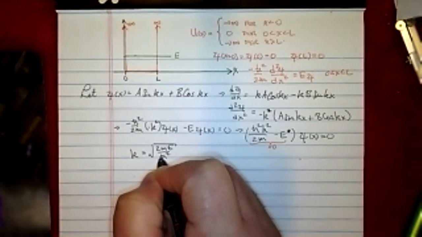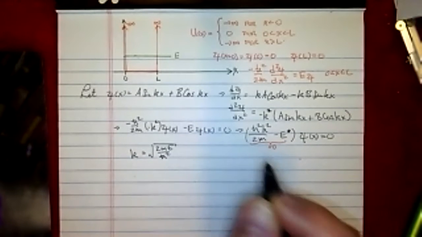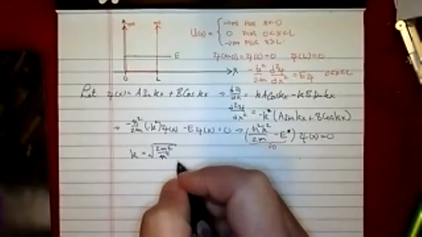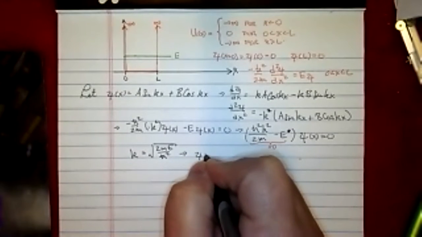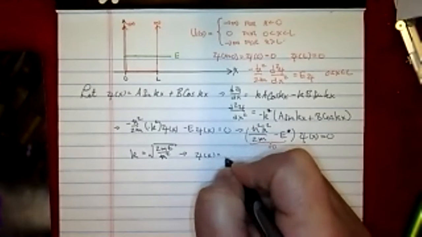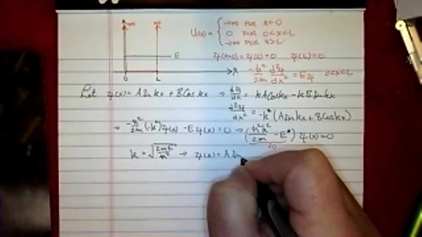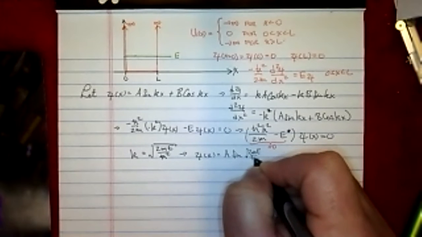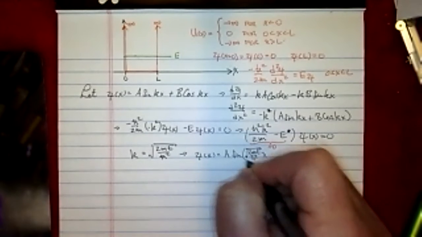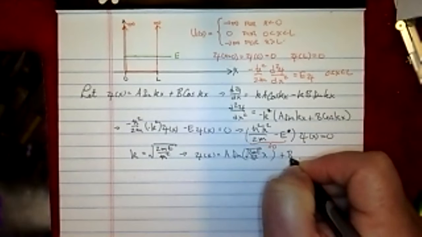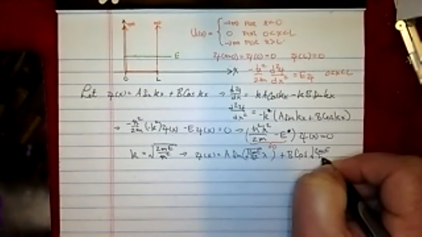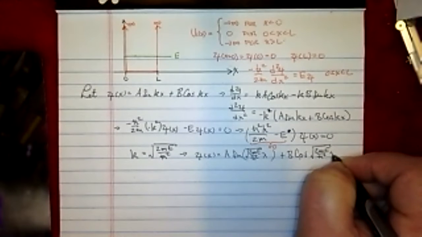I could write this h bar out from under the square root, since it would just be a plain h bar since it's under the square root squared, but that's sufficient for right now. So what this gives me is that my wave function should really be psi of x is equal to some a times the sine of square root 2me over h bar squared times x plus b times the cosine of the square root 2me over h bar squared times x.